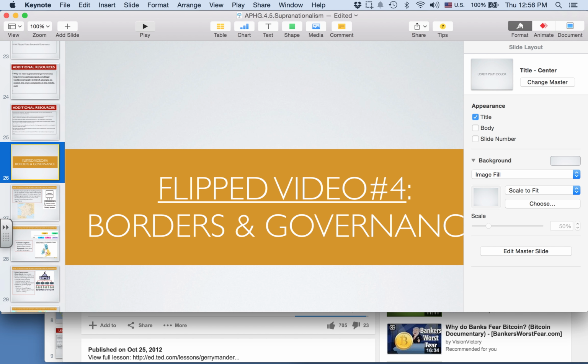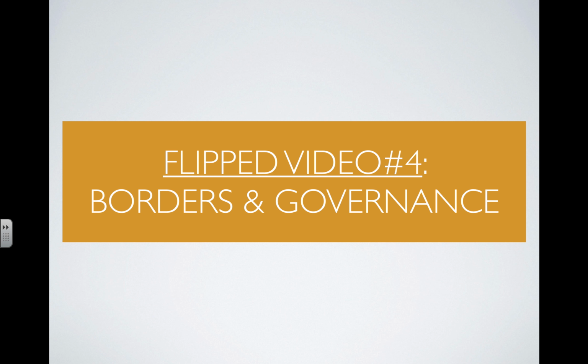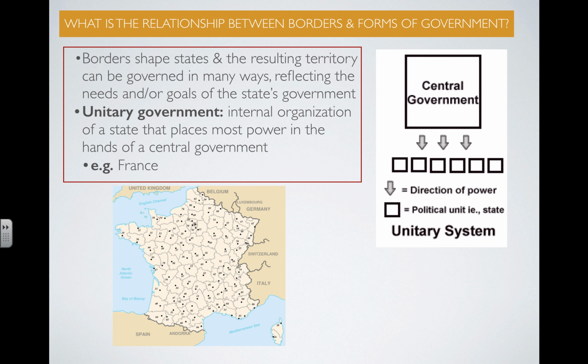Hi everyone, we are going to shift our focus just a bit in our conversations about borders and political geography. Today we're going to talk about how borders interact with the government. In other words, what is the relationship between borders and the forms of government in various states?